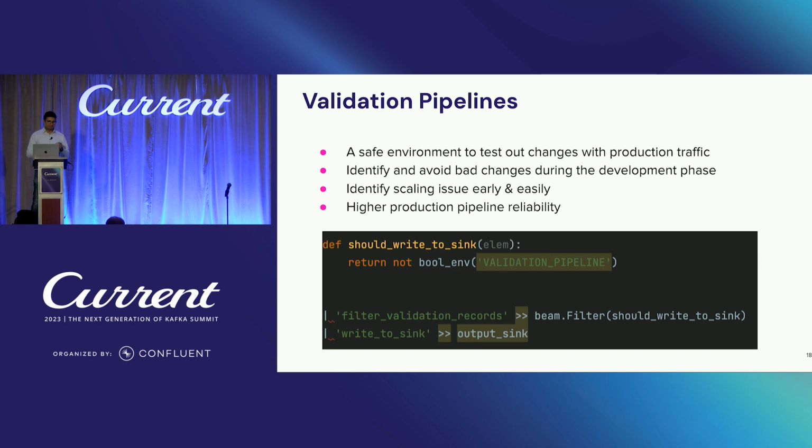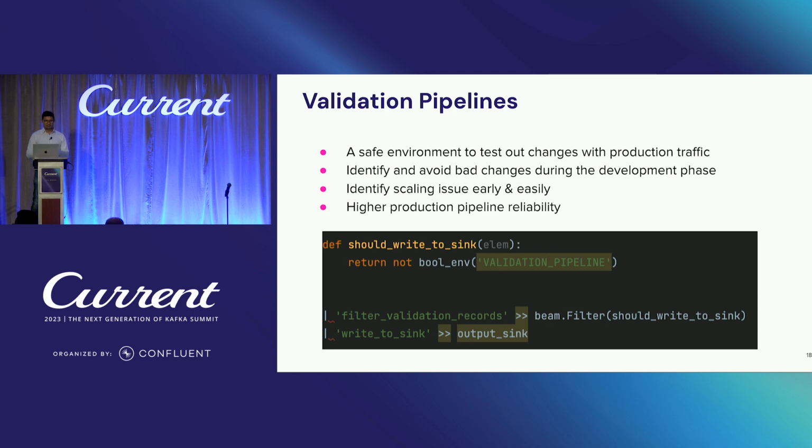And there is a very simple way we did it: having one flag in the pipeline, which indicates whether this is a validation pipeline or not. And there is one filter at the very end of the pipeline. If the flag is on, that means it will not send the data to the sink.